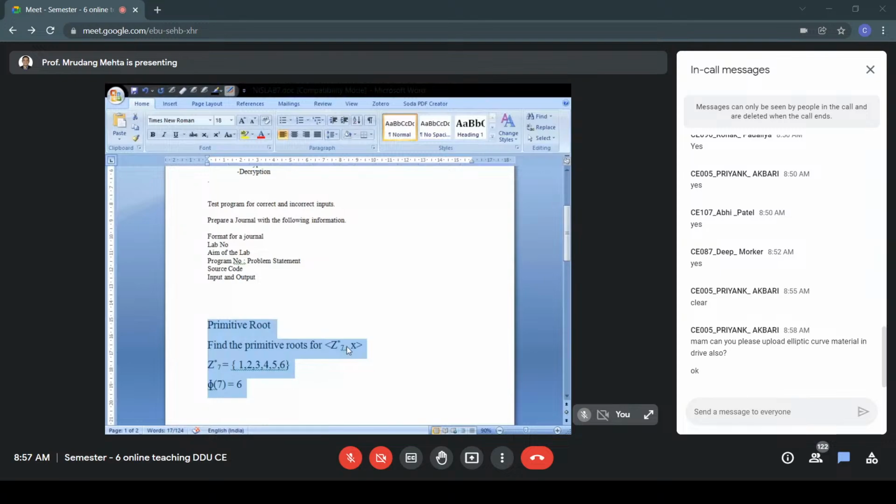Z7 means we have modulo 7, those elements which are modulo 7. In Z7 star, we get multiplicative inverse. This is Euler's totient function that you studied and also used in the RSA algorithm. So phi 7 is equal to 6. If the number P is prime, then phi of P is P minus 1, that you have studied. So it is satisfying that requirement.